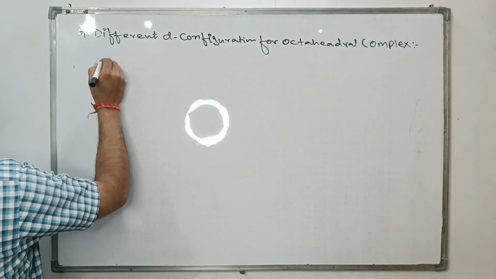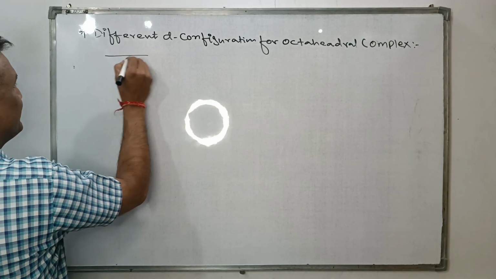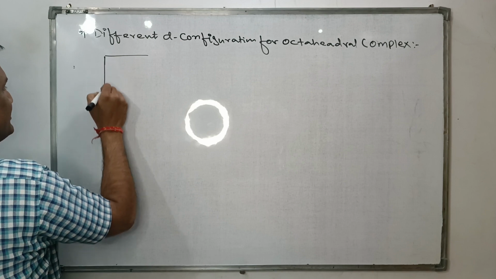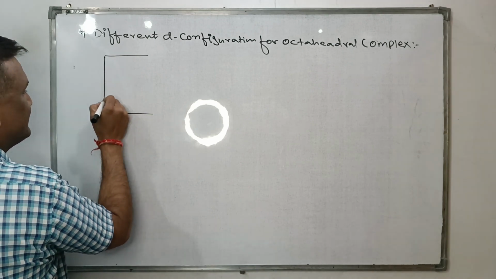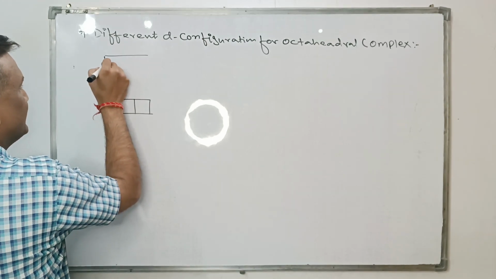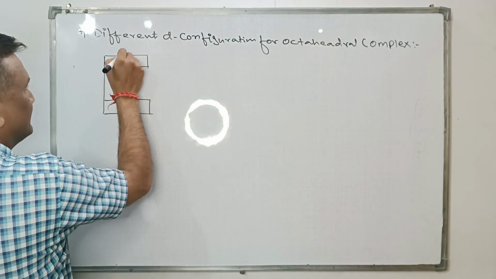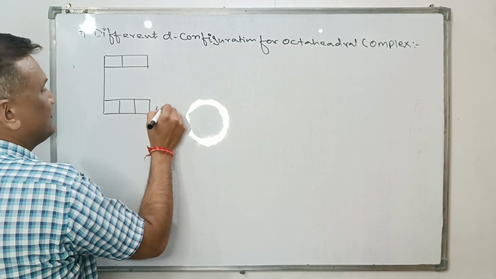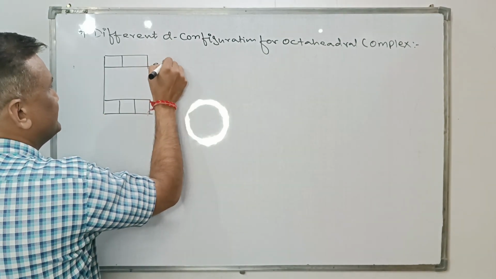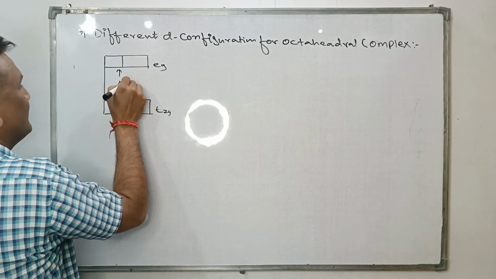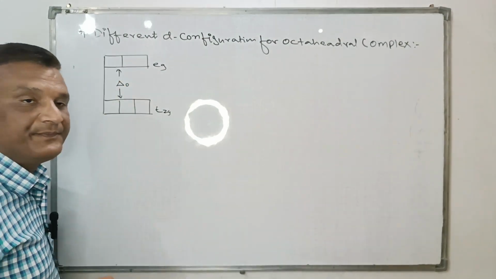So we will take just two important diagrams. If you are regular with my videos, then you can do this type of topic, otherwise you have to go with the previous video. As you know that this is the diagram for the octahedral complex. Here is the t2g set of orbitals and here is the eg set of orbitals. The energy difference is your delta O. This is the delta O.